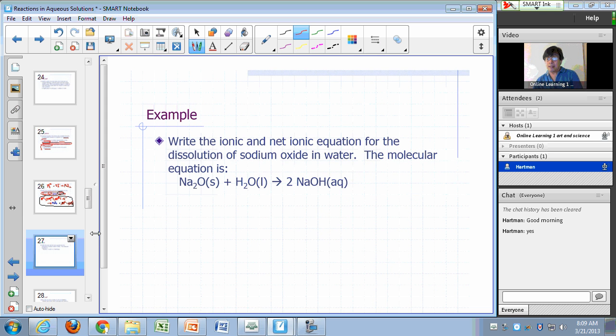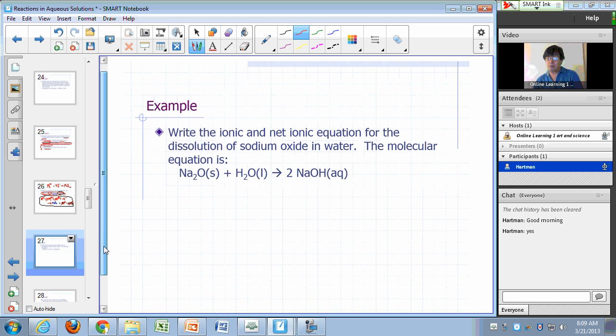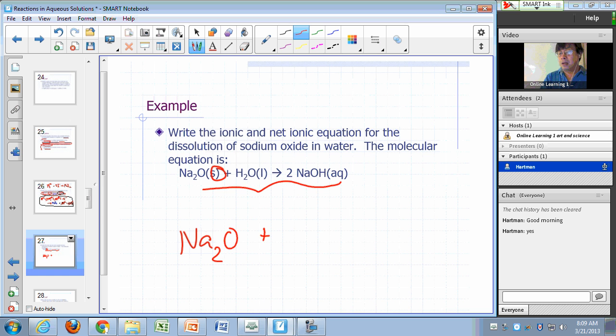Now, what would be the net ionic equation for the dissolution of sodium oxide in water? You're given the molecular equation. So what would you do here? Well, this is a solid, so you don't break that up. You just write it as is. Water is a liquid, okay? It's a molecular compound, so you write it as is.